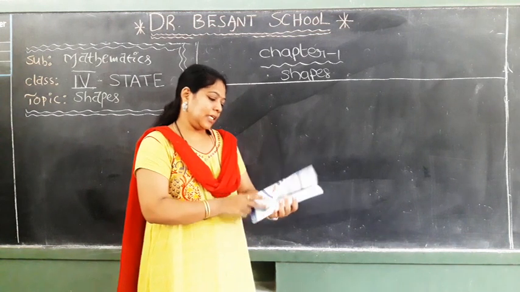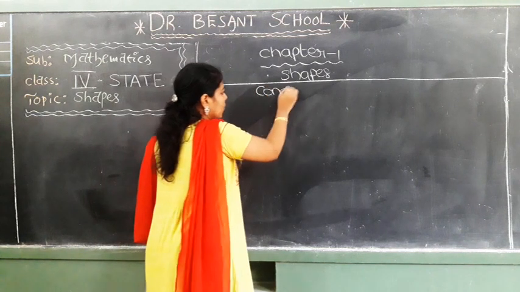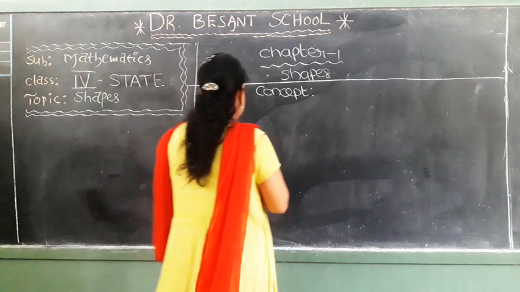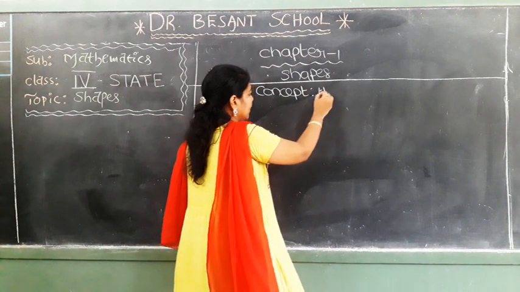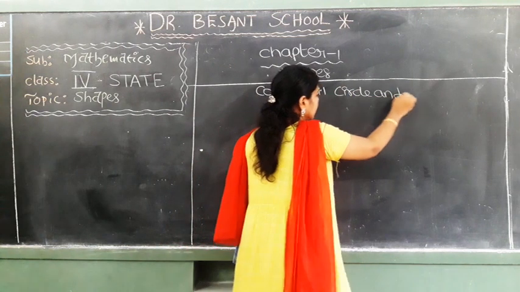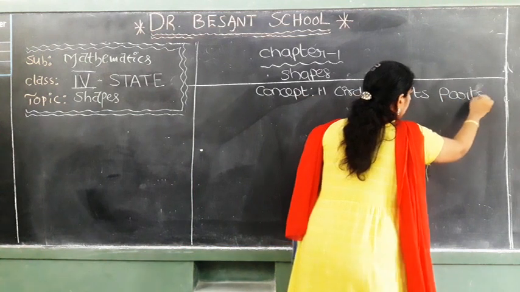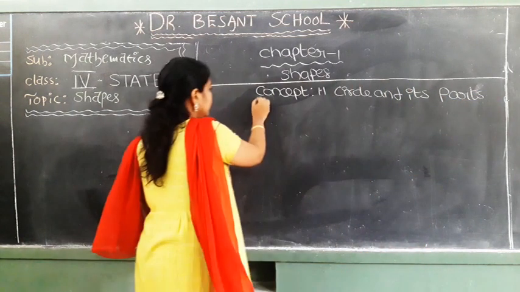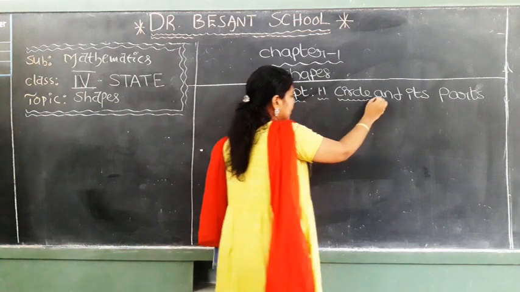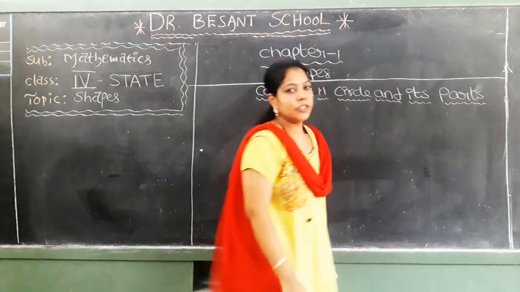Good. Now see, what is the first concept? 1.1, circle and its parts. Put the heading, 1.1, circle and its parts. I am writing slowly, okay? You write slowly and neatly. Concept 1.1 is circle and its parts. This is our first topic.